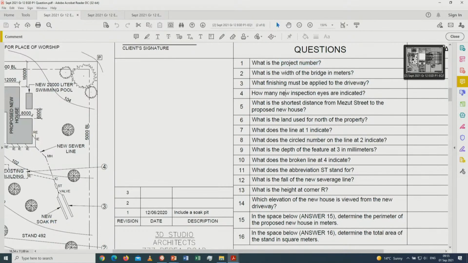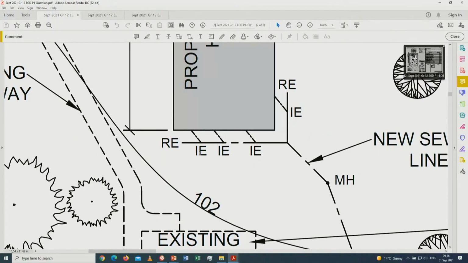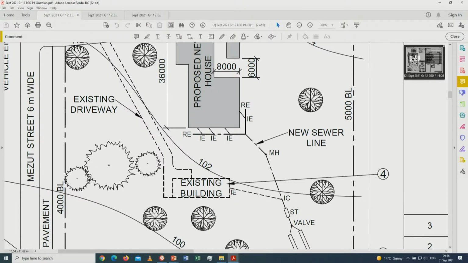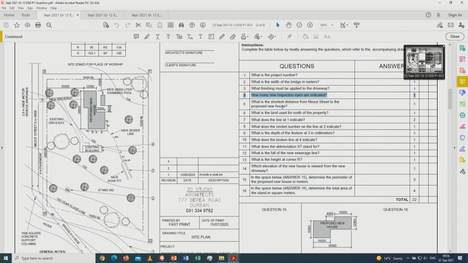All right. How many new inspection eyes are indicated? Now the inspection eyes, ladies and gentlemen, are these ones. Inspection eye, and inspection eyes. That is new. Remember, there's an existing building, and that is not new, that is existing. And that is also an inspection chamber. That's not an inspection eye. It's not a spelling mistake itself there. So please make sure this is not a new inspection eye. They're talking about the new inspection eye. So this is a new proposed house. So of course, your answer will come from that.